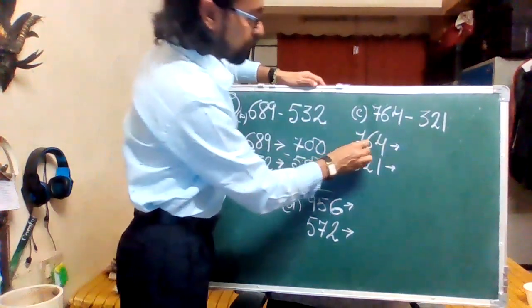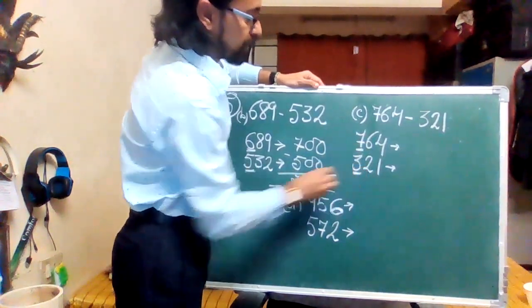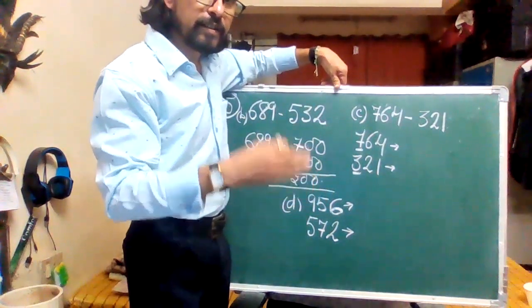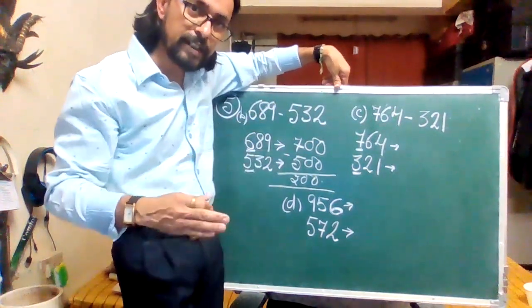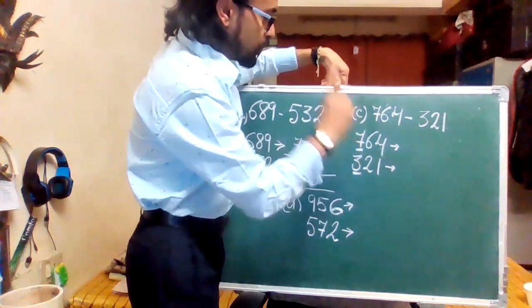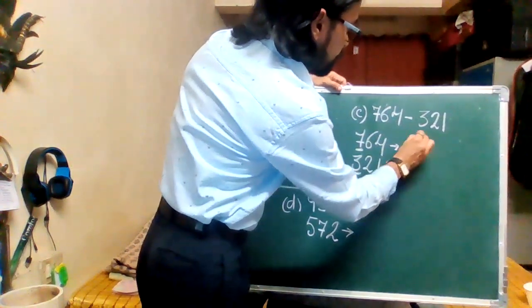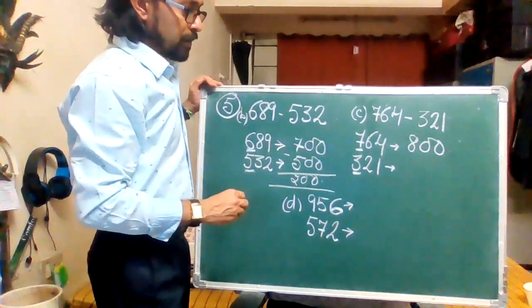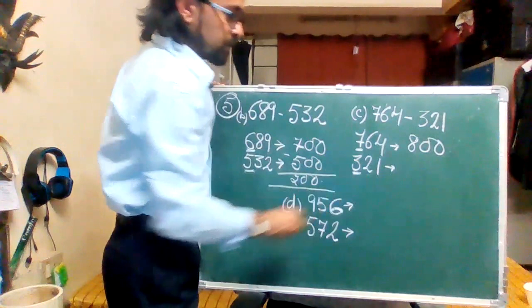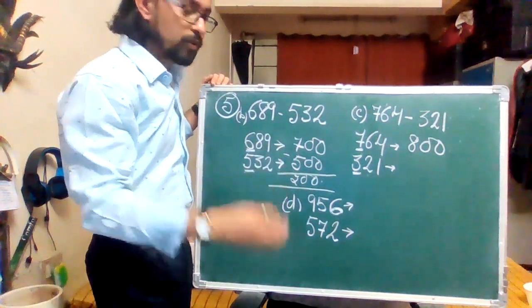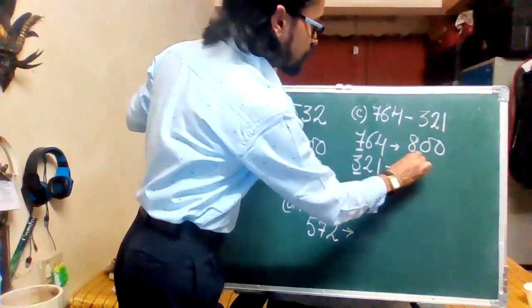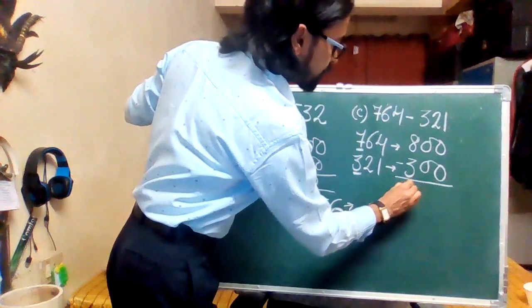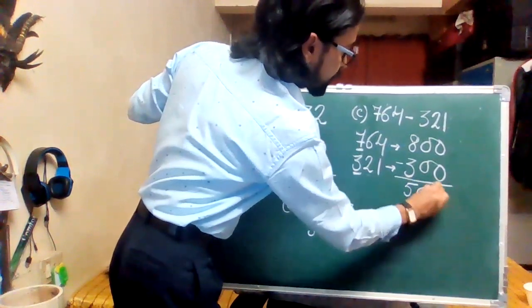Come to the next, this one, underline 7, underline 3. After 7 is 6, falls in the second category, that is 5, 6, 7, 8, 9. So this 7 will now become 8, but the remaining digits will become 0. After 3 is 2, it falls in the first category, 0 to 4. So 3 remains 3, does not change, but the rest of the digits become 0. And 800 minus 300 gives me 500.